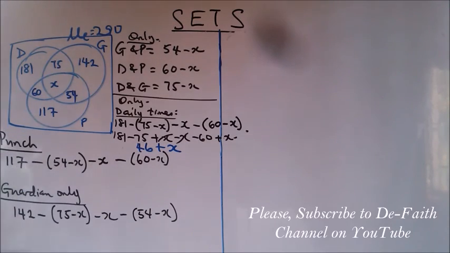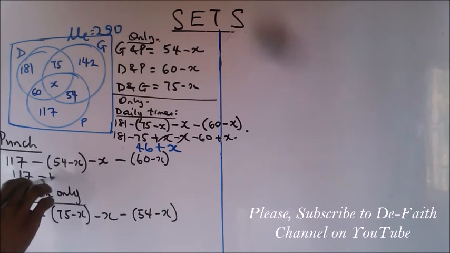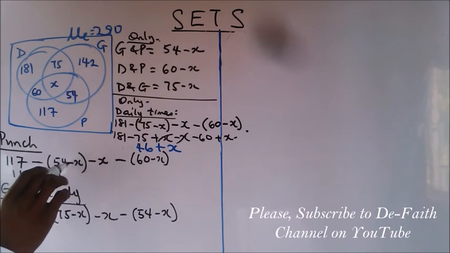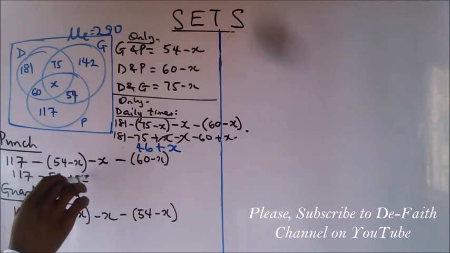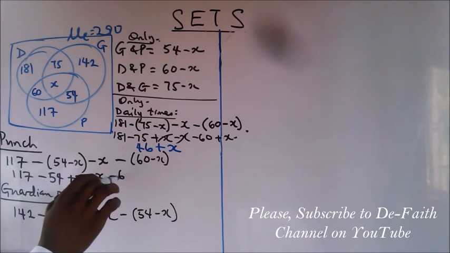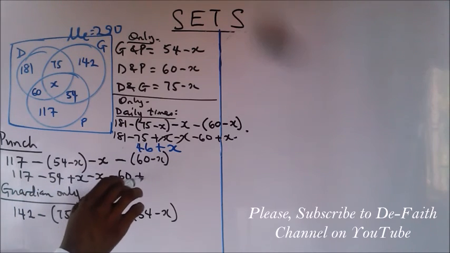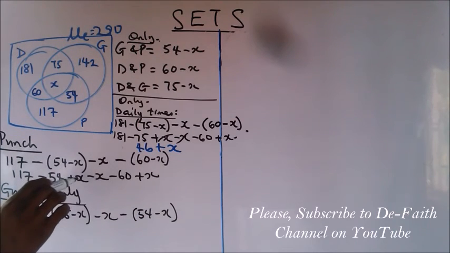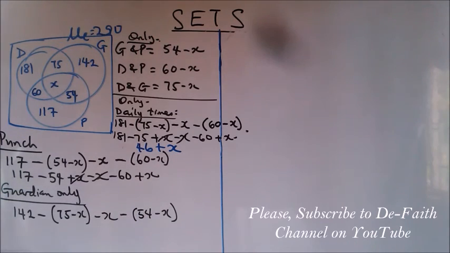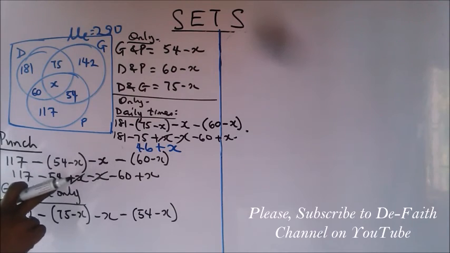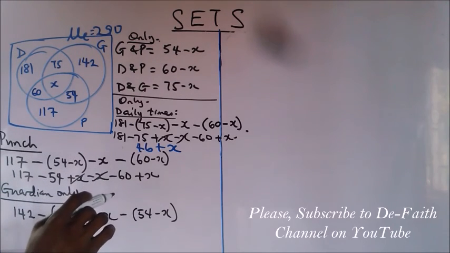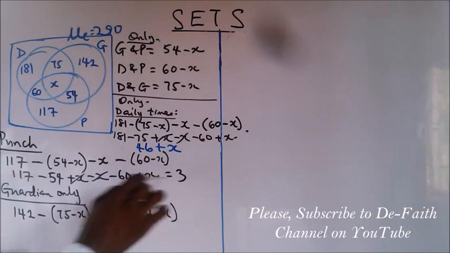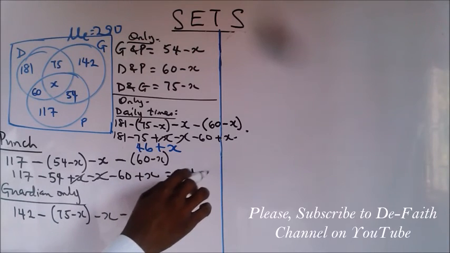Then for Punch only, let's bring like terms together. We have 117 minus 54, minus times minus gives plus x, and then minus x, minus 60, minus times minus gives plus x. Plus x minus x cancels out. 117 minus 54 minus 60, that produces 3. And we have x here, so plus x.